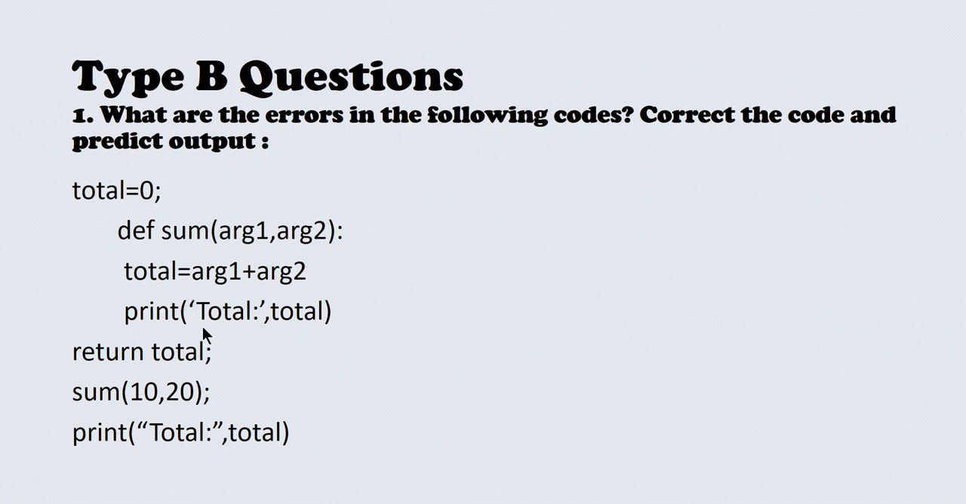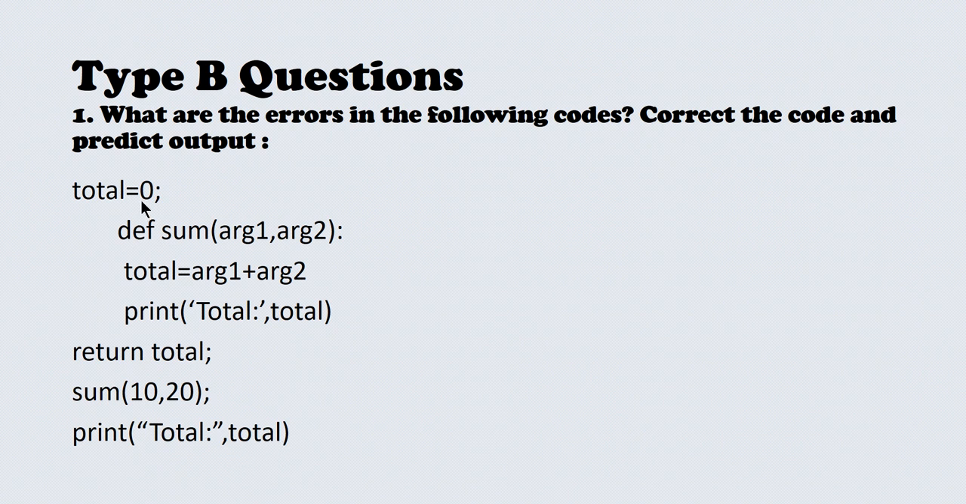So next one is print of total colon total. Is there any error? No. Return total, again there is semicolon, so semicolon is not required. So next you are calling the function with the values, so again it is ending with semicolon, which is not required. So here print of total, you are trying to print the total. What is the output that you are expecting here? Is it 30? No, it is not. It is only 0. Because here you are accessing the value outside the function.